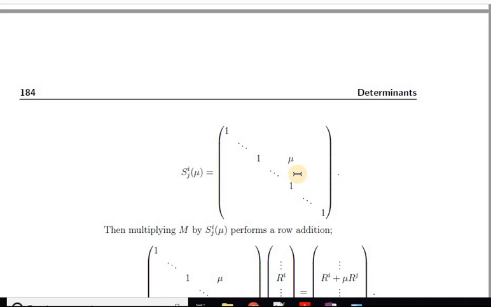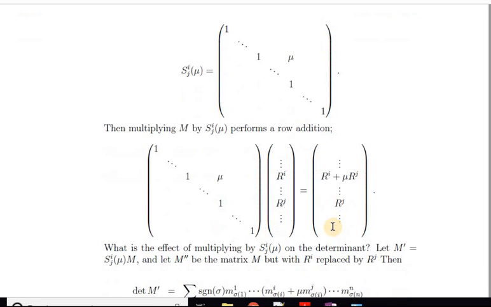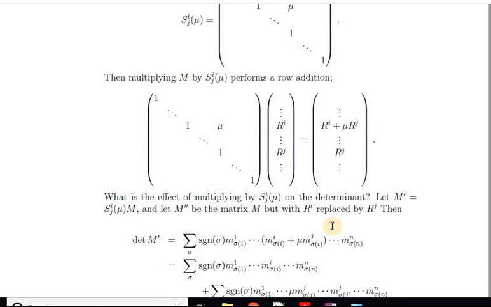All right. Now you can check that if you multiply this matrix times any matrix, that will give you in the ith row the ith row plus mu times the jth row. You can think about that. If I multiply this row here by the columns here, I'm always going to pick up from this the ith row, and here I'm going to pick up mu times the jth row entry. So I'm going to actually get this. Right? So how does this affect the determinant?